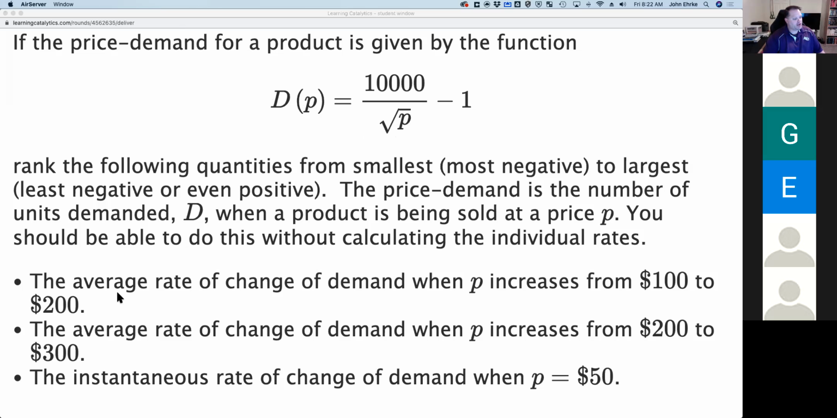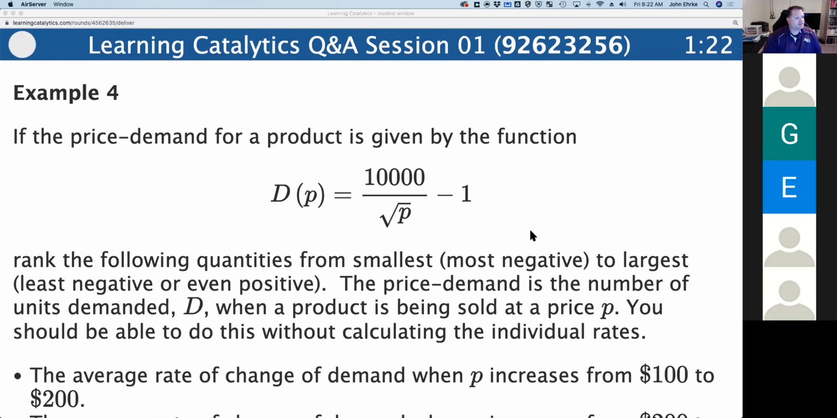The average rate of change of demand when the price goes from 100 to 200. How does the average rate of demand change when you go from 200 to 300? And then what is the instantaneous rate of change when the price is $50? So rank from smallest to largest. All right, and I will give us, let's say 3 minutes from right now to finish this.